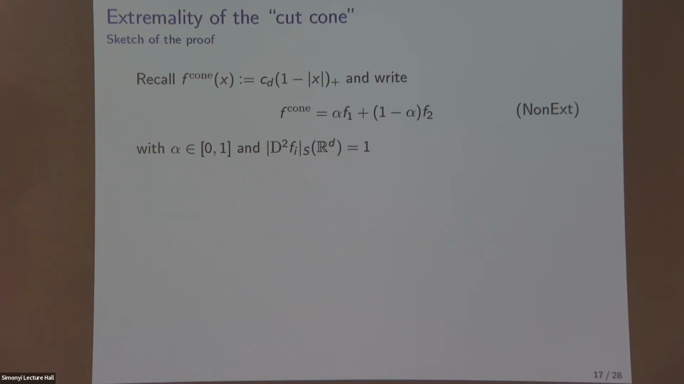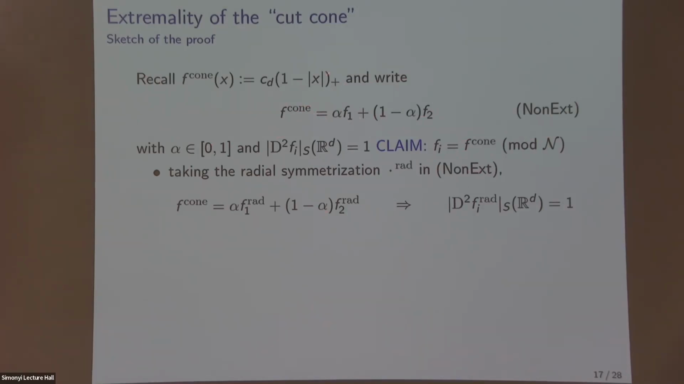If you want to test whether it's extremal or not, you write it as a convex combination of functions that are in the regularization ball. And your aim, because you want to see that it's extremal, is to see that this is a trivial convex combination, so to see that F1 and F2 are actually equal to the cut-comb function. I don't want to give the full proof, just a bit of the ideas. So this is your claim. The first thing that one does is to take the radial symmetrization, or the radial part, of this equation, because you notice that the left-hand side is a radial function. So you can average this and have the same equation, but with F1 and F2 replaced by their radial parts. But once you take the radial part of a function, its second order total variation can only be smaller.